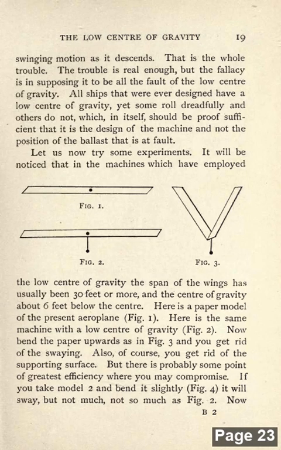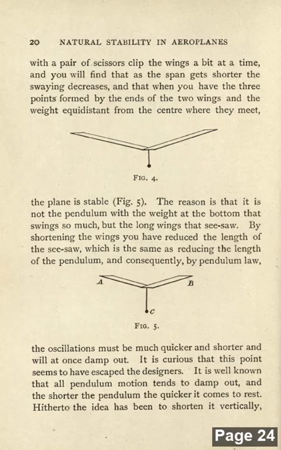But there is probably some point of greatest efficiency where you may compromise. If you take model 2 and bend it slightly, Fig. 4, it will sway, but not so much as Fig. 2. Now go on clipping the wings with a pair of scissors, a bit at a time, and you will find that as the span gets shorter, the swaying decreases. And that when you have the 3 points formed by the tips of the wings and the weight equidistant from the center where they meet, Fig. 4, the plane is stable, Fig. 5.